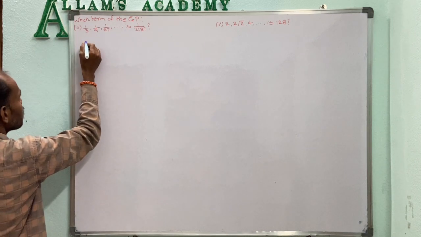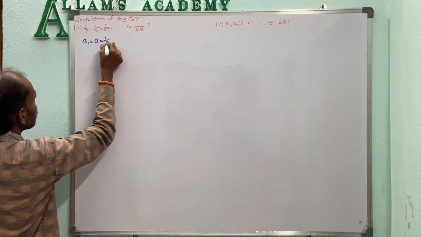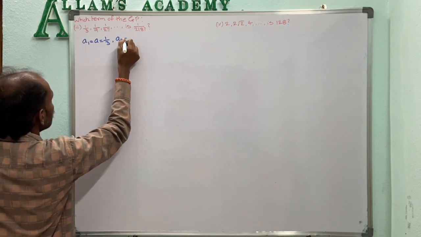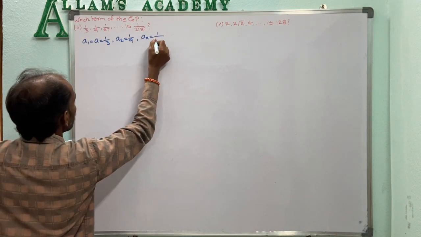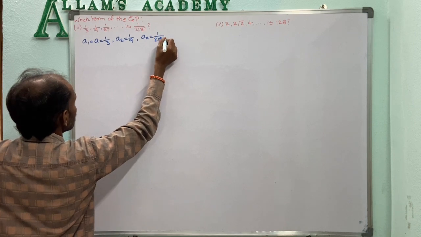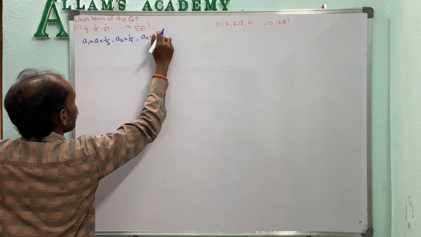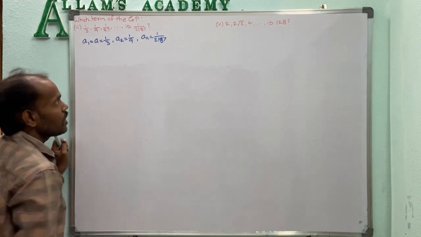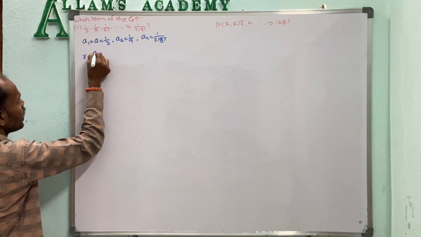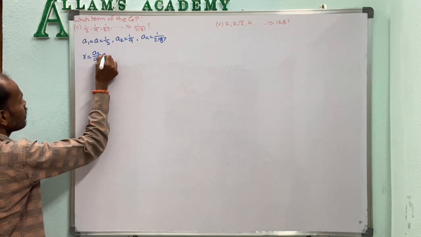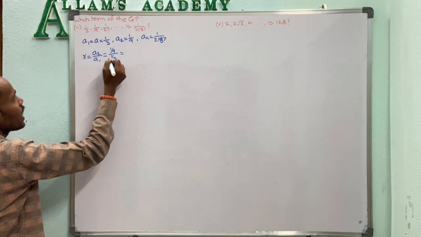So a is nothing but the first term. So a1 is equal to a, equal to 1/3, and the given second term a2 is equal to 1/9, and the nth term an is equal to 1/2187. For the nth term we need the common ratio r. Common ratio r is equal to a2 by a1. The second term is 1/9 and the first term is 1/3. Now 1/9 divided by 1/3.